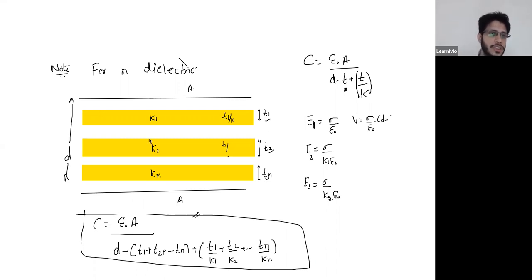If the total separation is D, and the thickness of each dielectric is T1, T2, Tn, the separation left for air is D minus (T1 plus T2 plus Tn), right? The whole separation is D. The dielectrics have thickness T1 plus T2 plus Tn. So air is in the separation D minus (T1 plus T2 plus Tn). So you multiply it with D minus (T1 plus T2 plus Tn). This is how these terms will arise due to n dielectrics. Joanna? Yes, sir. Okay, so got it.